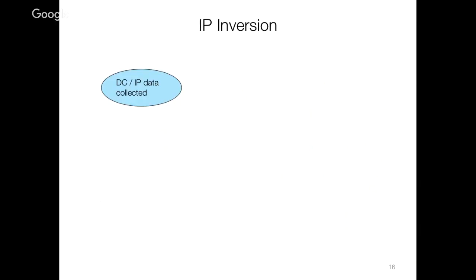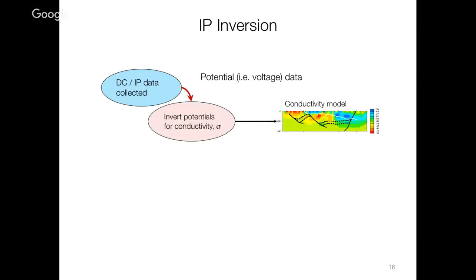So we need to invert the data. And here's how we're going to do it. We're first going to go out and collect the DC and IP data together. So we're going to put in a square wave, turn it off, and we're going to measure in the off time. That's going to be the IP signal. And we've got the DC data. So we're going to take the DC data first and invert those potentials and get a conductivity structure. So here's your DC resistivity problem.